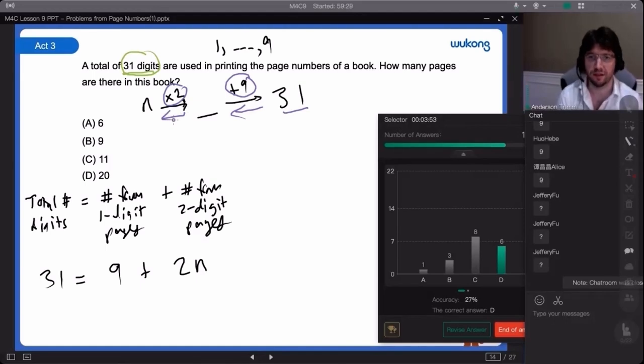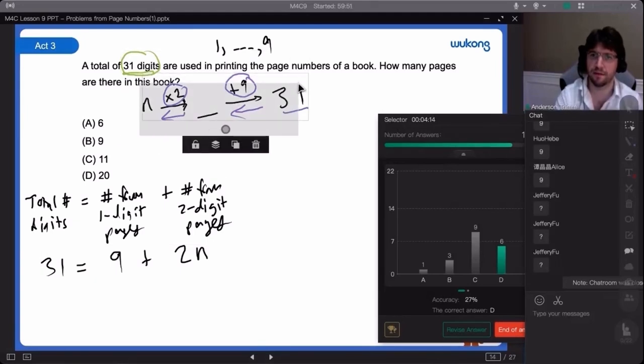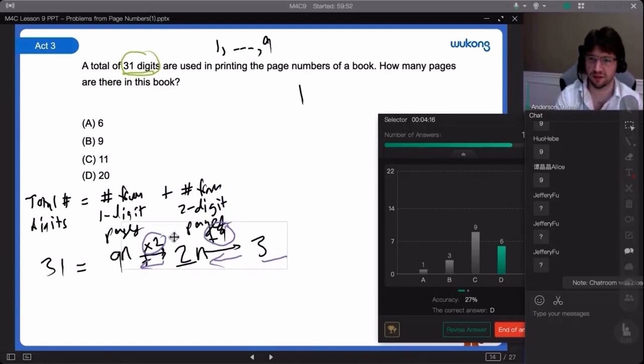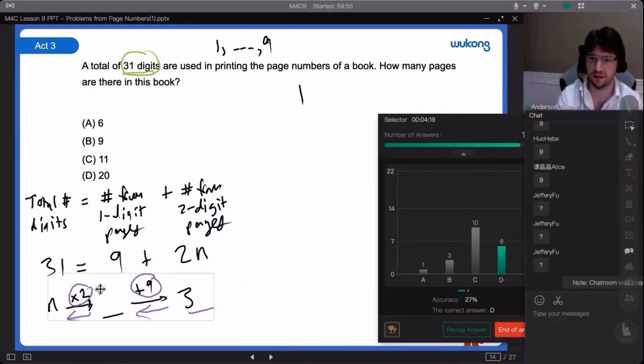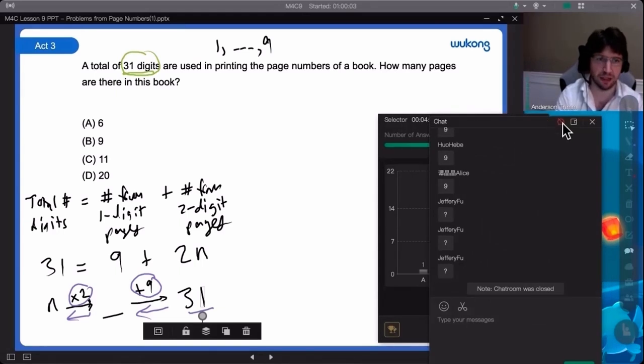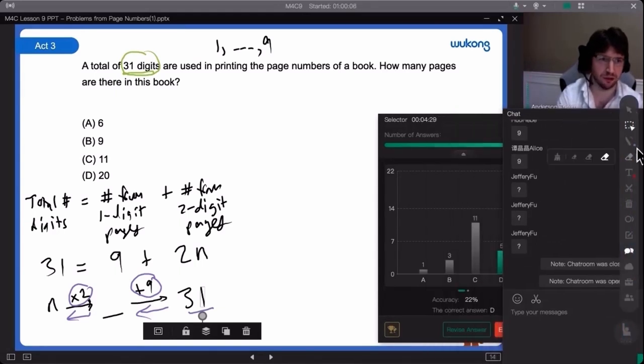Okay, I'll give you guys a moment. Going to move some of this around a little bit. All right, if you're finished already, thanks for your patience. All right, so let me know in the chat, how many 2-digit pages? What is n? How many 2-digit pages were there?